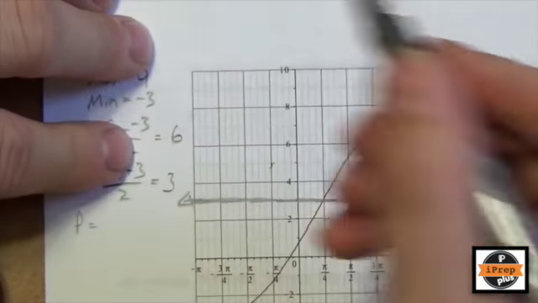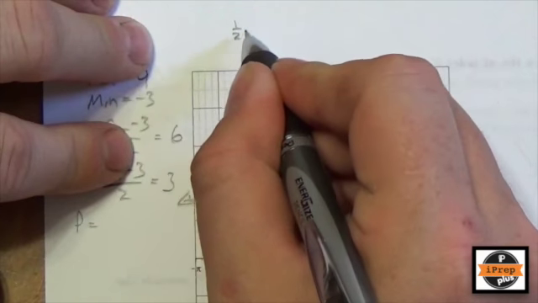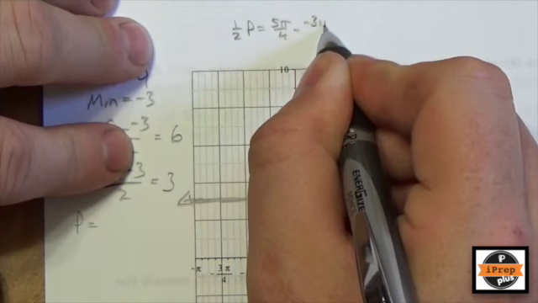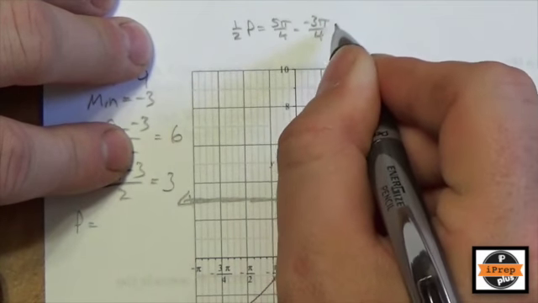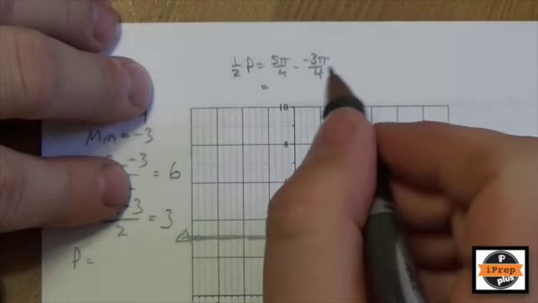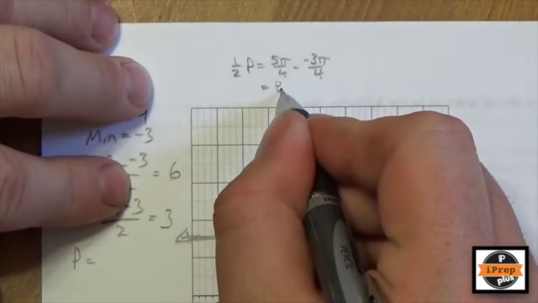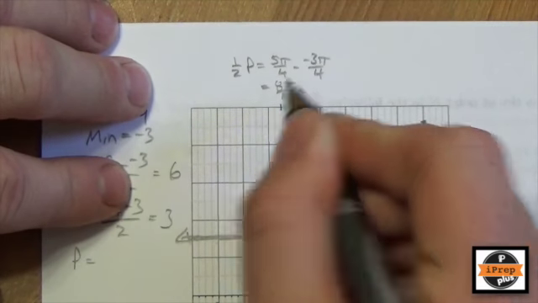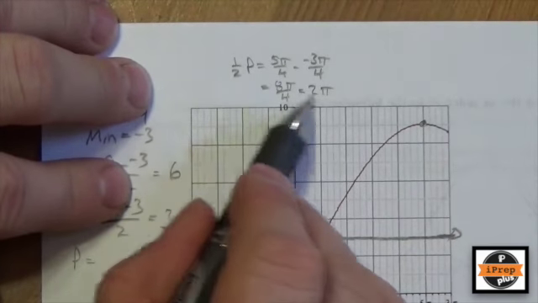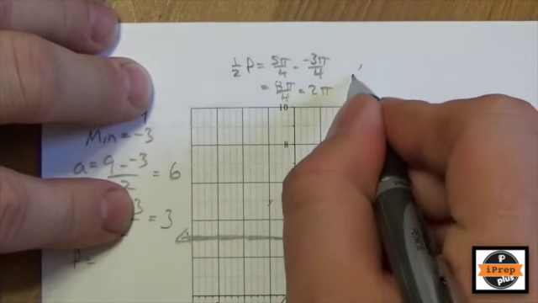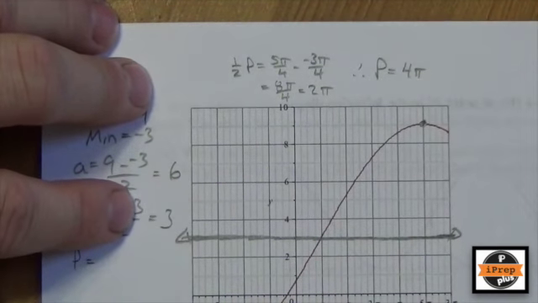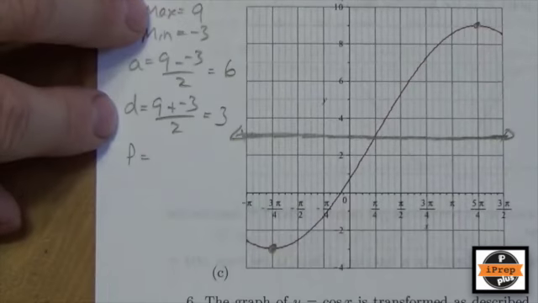So half of my period here is going to be 5 pi over 4 minus -3 pi over 4. Now, 5 pi over 4 minus -3 pi over 4, that's going to be 8 pi over 4, or 2 pi. But remember that this is supposed to be half of the period. Therefore, your period is equal to 4 pi. Period has to be 4 pi.